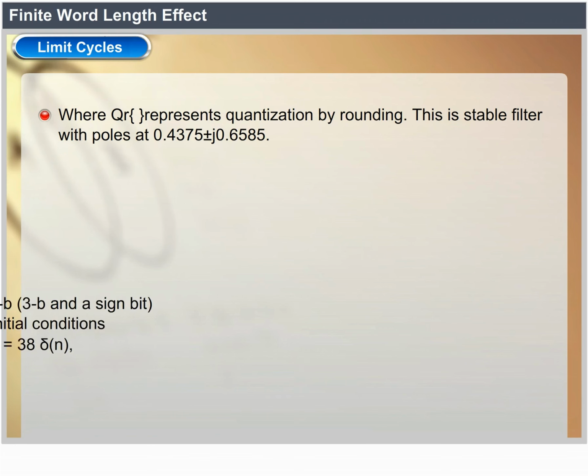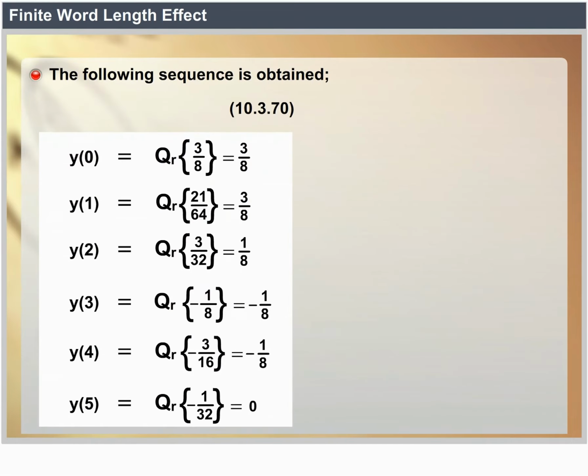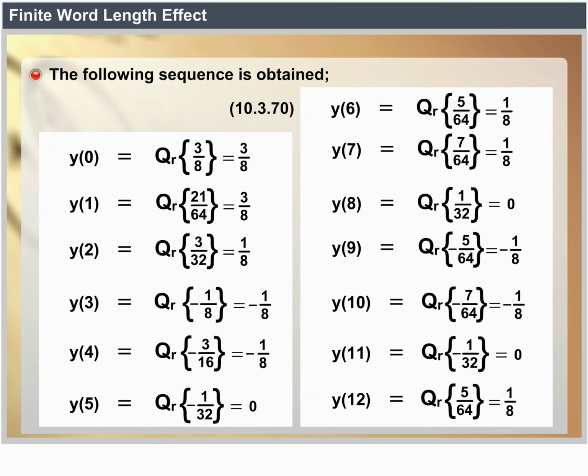Consider the implementation of this filter with 4b, 3b and a sign bit, two's complement fixed point arithmetic, zero initial conditions y of minus 1 equal to y of minus 2 equal to 0, and an input sequence x of n equal to 3 by 8 delta of n, where delta of n is the unit impulse or unit sample. The following sequence is obtained: y of 0 equal to QR of 3 by 8 equal to 3 by 8. Similarly, we can write y of 1, y of 2, etc. y of 12, is called equation number 10.3.70.